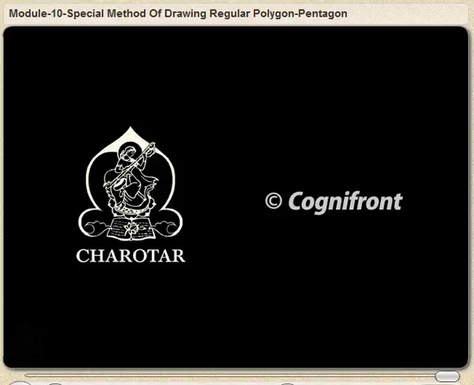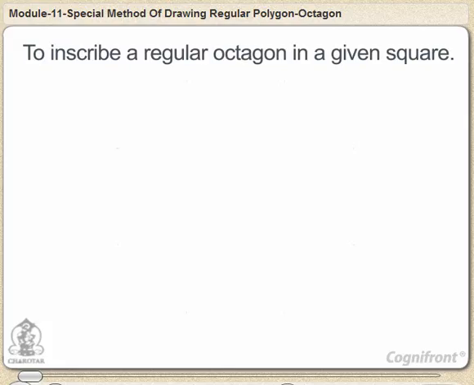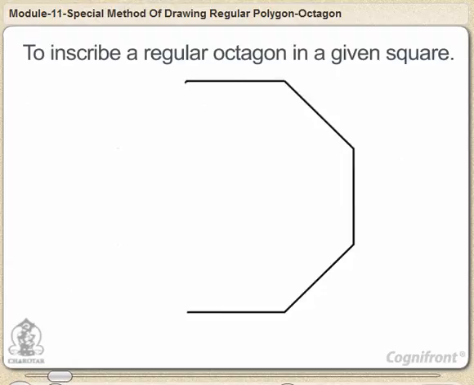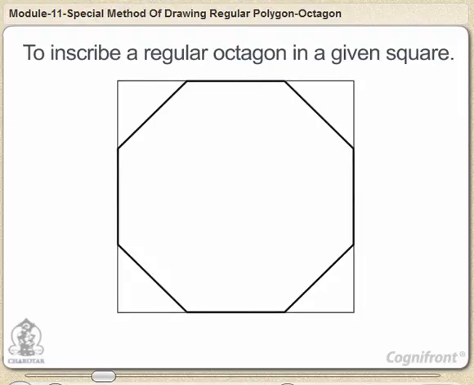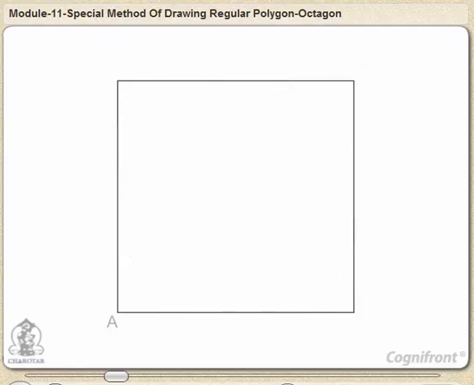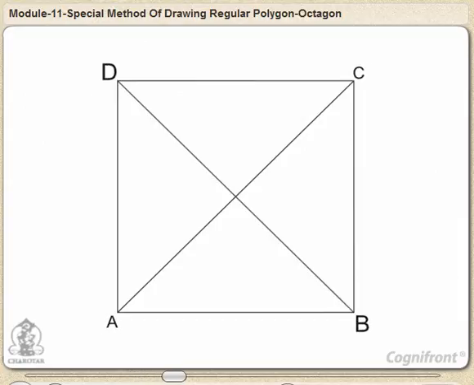Let's study a simple method for constructing a regular octagon. The method involves inscribing a regular octagon in a given square. Consider the given square ABCD. Now we'll draw the diagonals AC and BD intersecting each other at O.